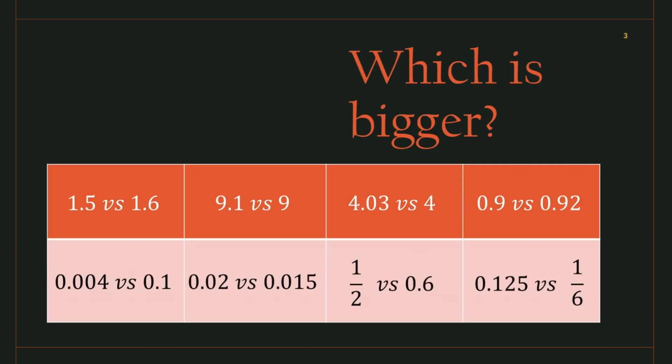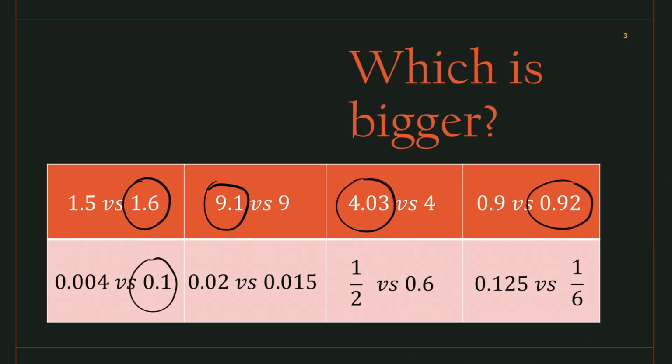So in 1.5 versus 1.6, I'll mark it in black. This is bigger, this is bigger, this is slightly bigger, this is technically bigger, this is bigger, and this is bigger, and this is bigger, and this is bigger. Okay, and we're going to talk a little bit more about that. Well, actually, no, we won't, so I'll just talk about it now.